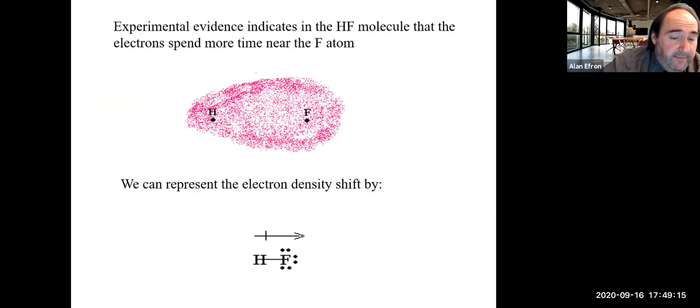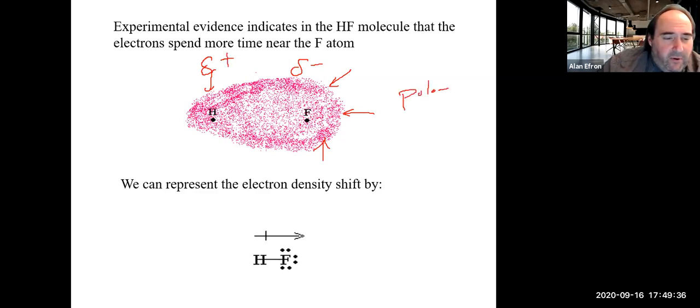Here's probably a better picture of what I was drawing there. So if that kind of pink is the smear there, we can see there's much more electron density hanging out near the fluorine than it is the hydrogen. And again, that's going to cause this side to be more negative, this side of the bond to be more positive. Get that right. And again, this is what is referred to as a polar bond.